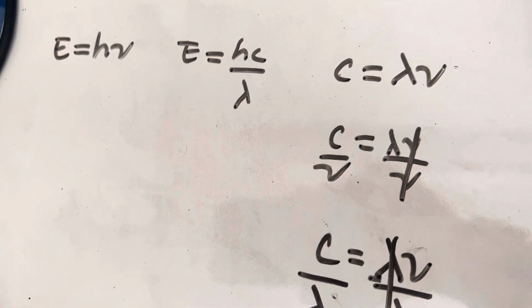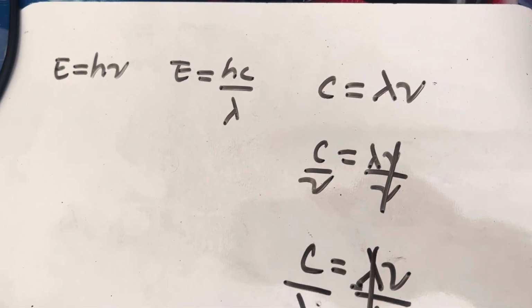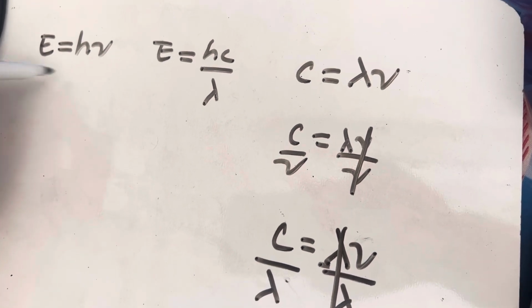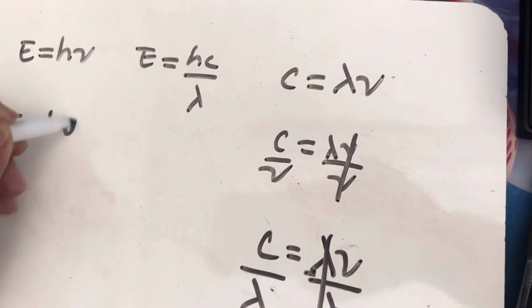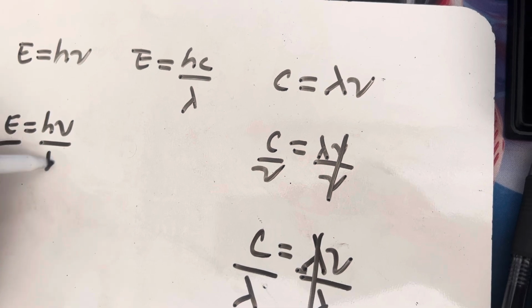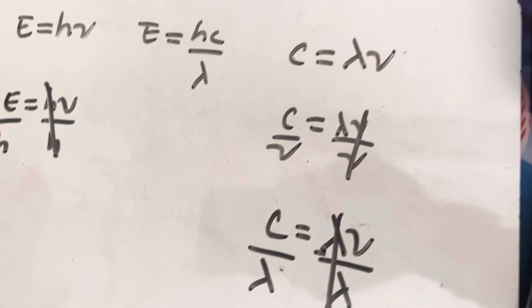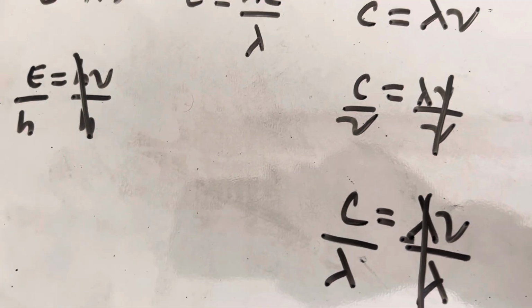However, it gets a little tricky over here, in case you didn't know. If I want to solve for frequency and I'm given energy in the first one, I divide both sides by h, Planck's constant, to get rid of it. So you have E over h equals frequency.